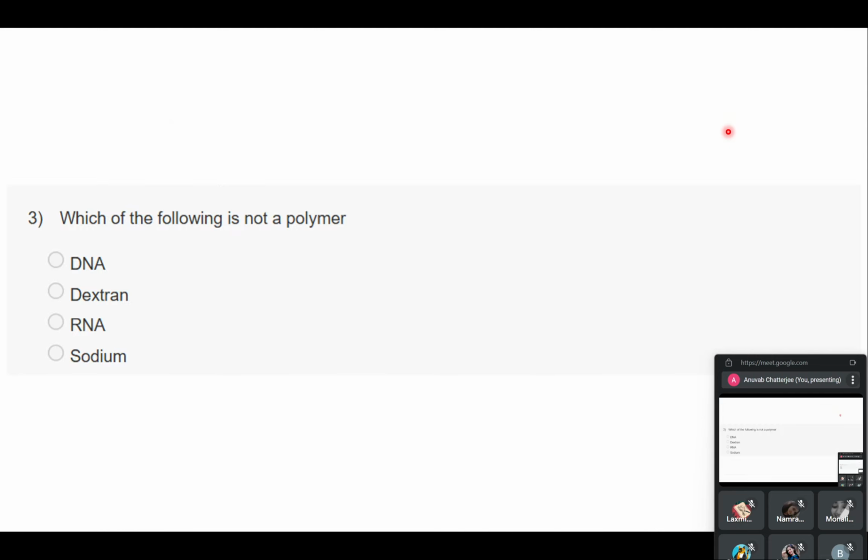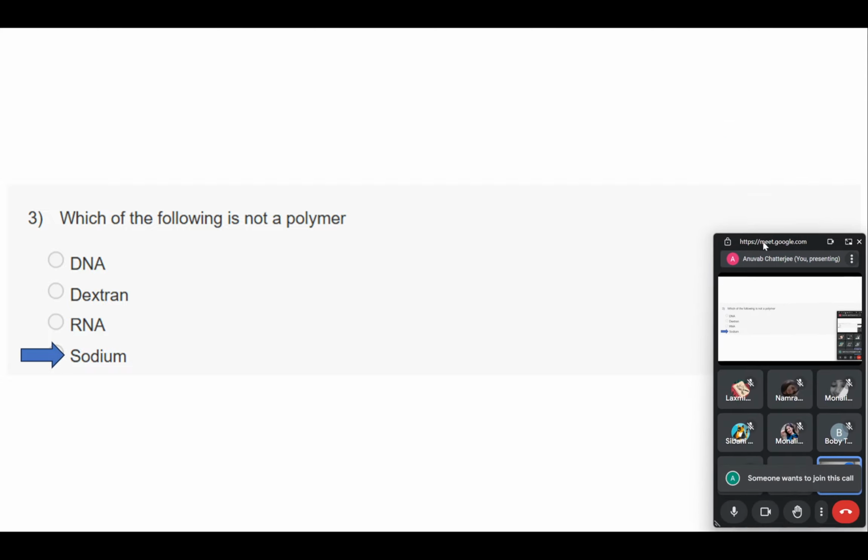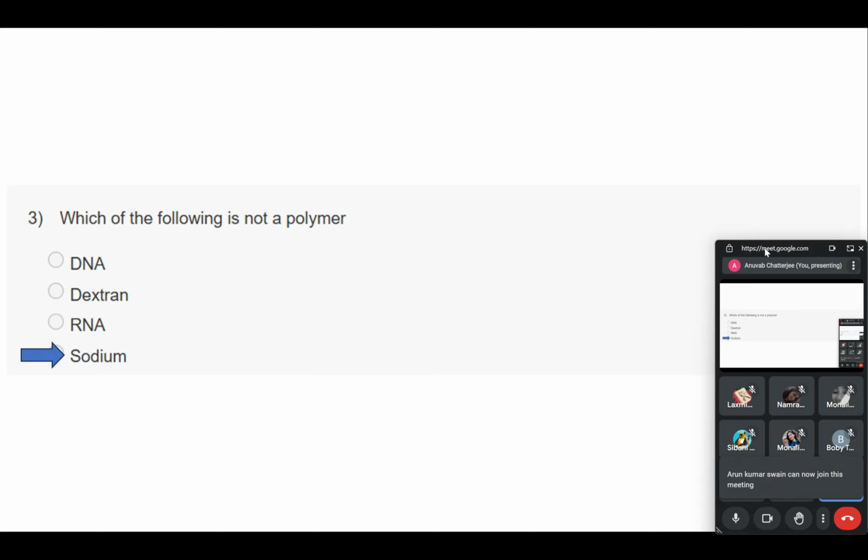Okay, so going back to our question, which after all of the discussion should be very simple. Which of the following is not a polymer? DNA, dextran, RNA or sodium? The answer is sodium. We have already seen DNA and RNA are polymers of deoxyribonucleotides and ribonucleotides, and dextran is a polymer of glucose.